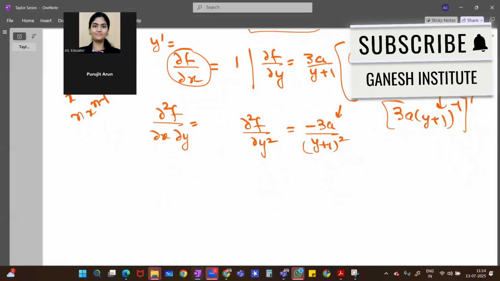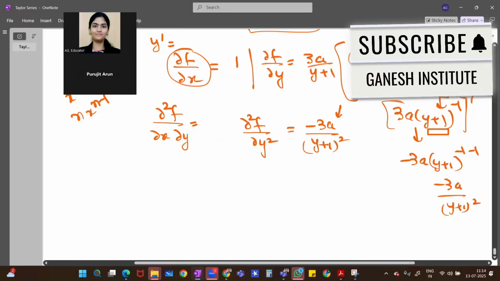If you want to do it using the quotient rule, that's fine. If you want to do it this way, 3a is constant and this is, let's say, x. Then minus 1 you bring into the coefficient and you subtract, so this is minus 3a over y plus 1 whole square. Yes, I got it.